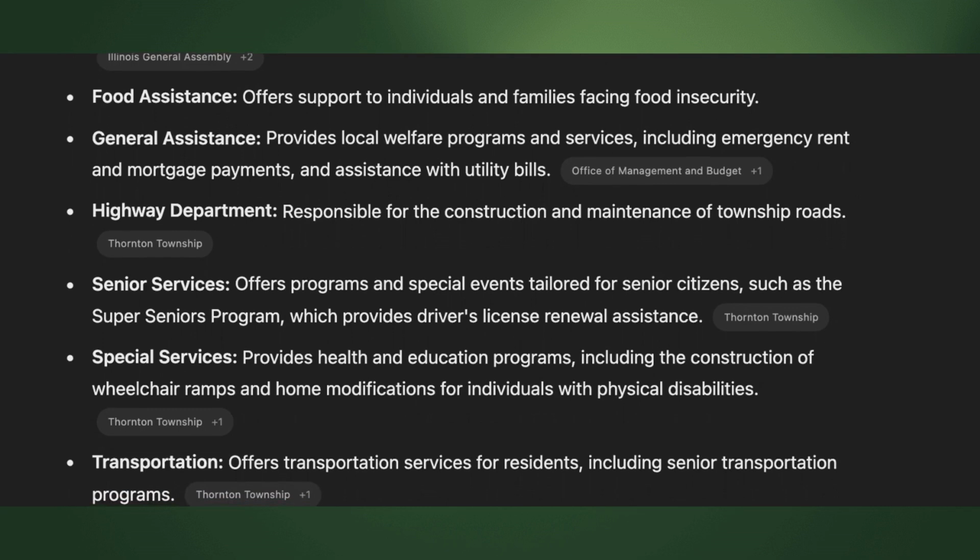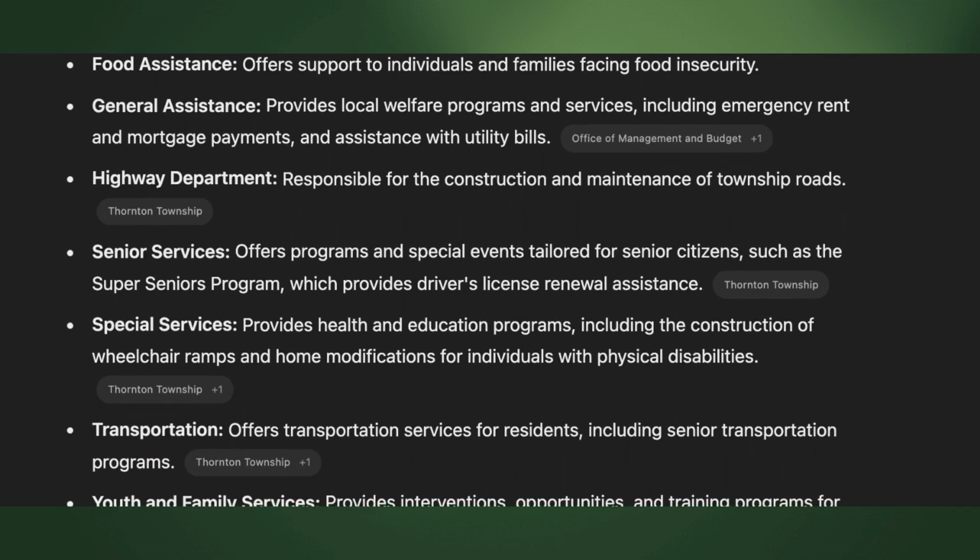That is wild. Okay. Highway Department, responsible for construction and maintenance of township roads. Now, the township only has about 9 miles, I believe it said, 8 or 9 miles of actual road and one bridge. So they're not responsible for a lot of that stuff that we kind of get caught up in.